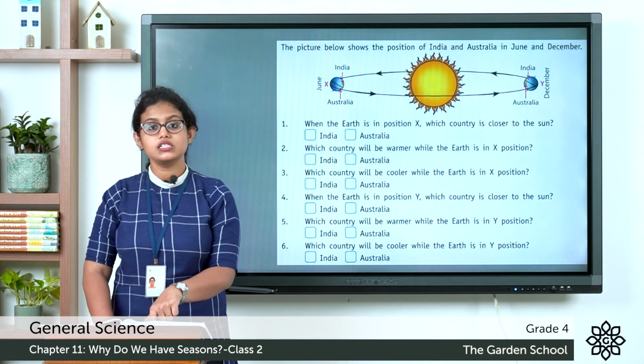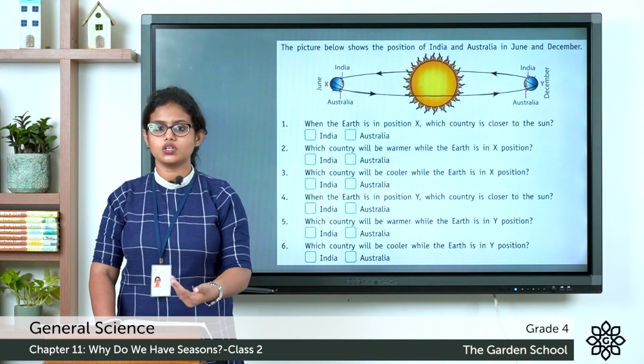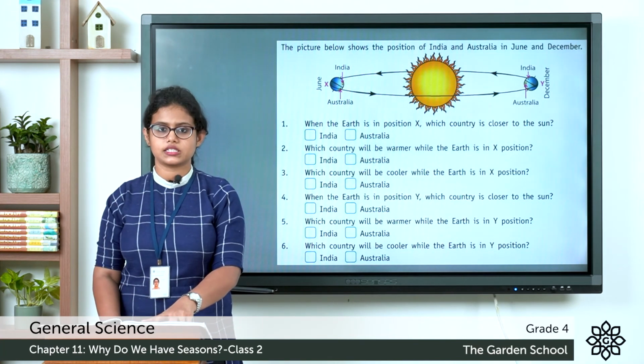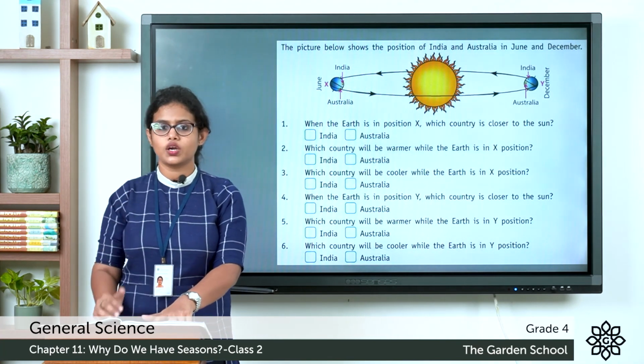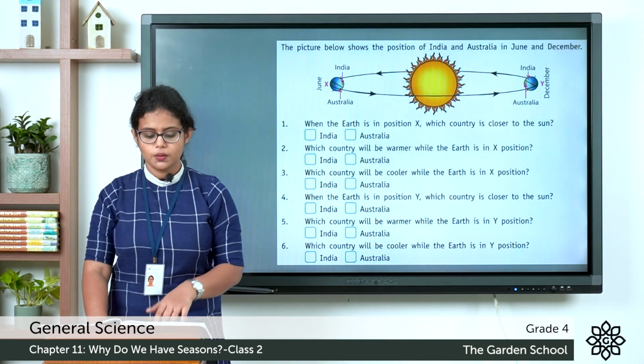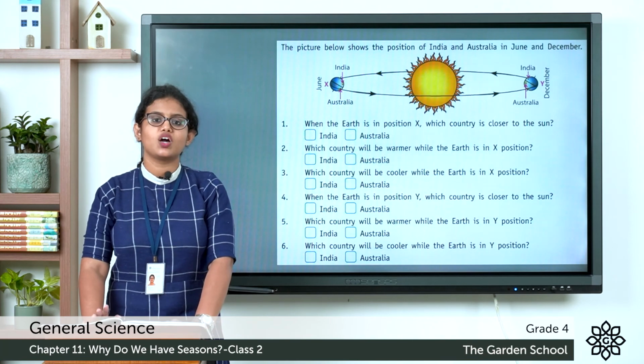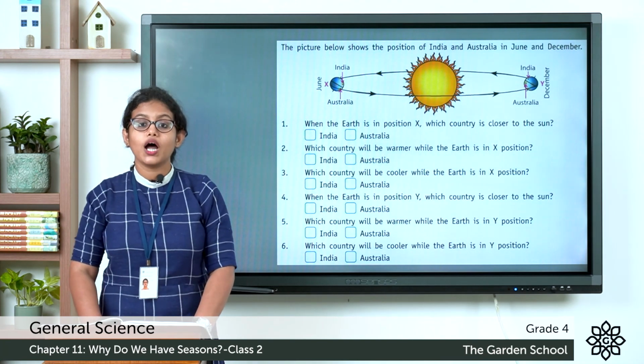Then why do seasons happen? Why do seasons occur? Seasons occur due to Earth's tilt on its axis. The Earth is slightly tilted on its axis, and because of the revolution of the Earth. So that is all about the chapter, why do we have seasons?